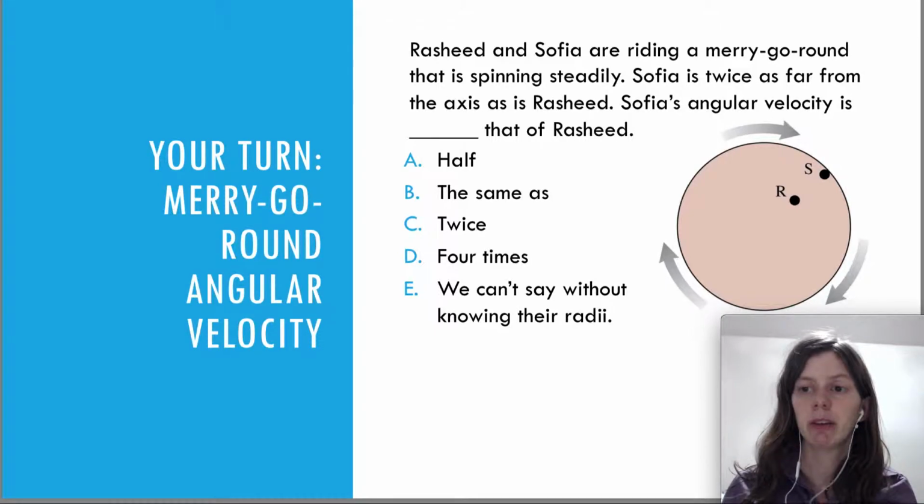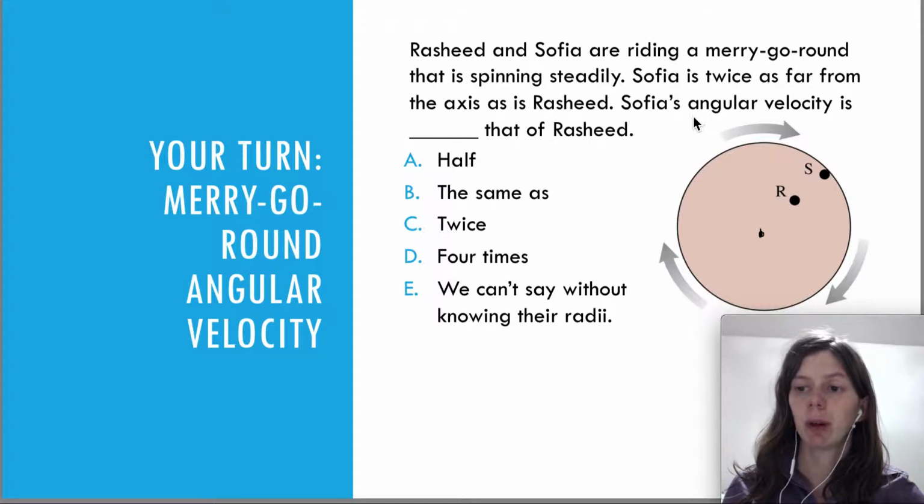We have Rashid and Sophia riding a merry-go-round that is spinning steadily. Sophia is twice as far from the axis as is Rashid. Sophia's angular velocity is blank that of Rashid. So how does it compare? So you look at a picture and you can see that Sophia is twice as far. The axis is in the center here. So you may think, oh, well, this is like the ladybug. Sophia is going twice as fast.